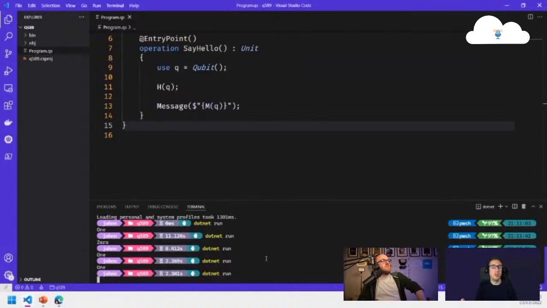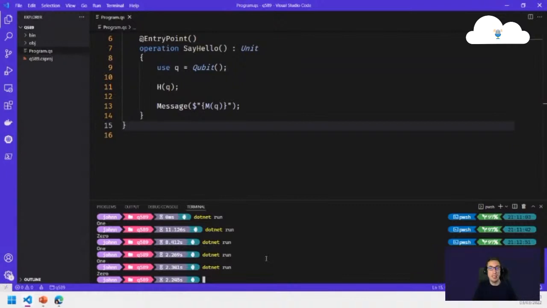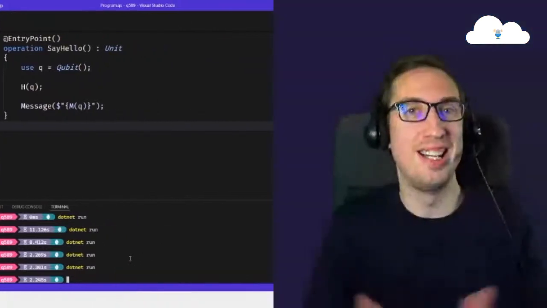In a simulated environment, we are using the pseudo-random generator that we already know from other programming languages. But when you run this on a physical quantum computer, for example on Azure Quantum, it will actually run on physical quantum hardware, and it will be really random from nature, basically.